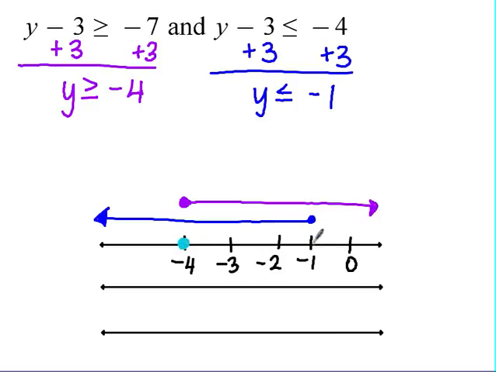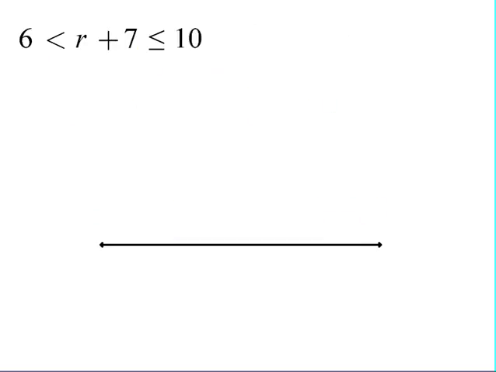Okay, closed on -4, closed on -1. What am I going to do? Shade in between. So see how that works that way? Then you don't have to necessarily do 3 full number lines. Questions? Okay, let's look at this one.